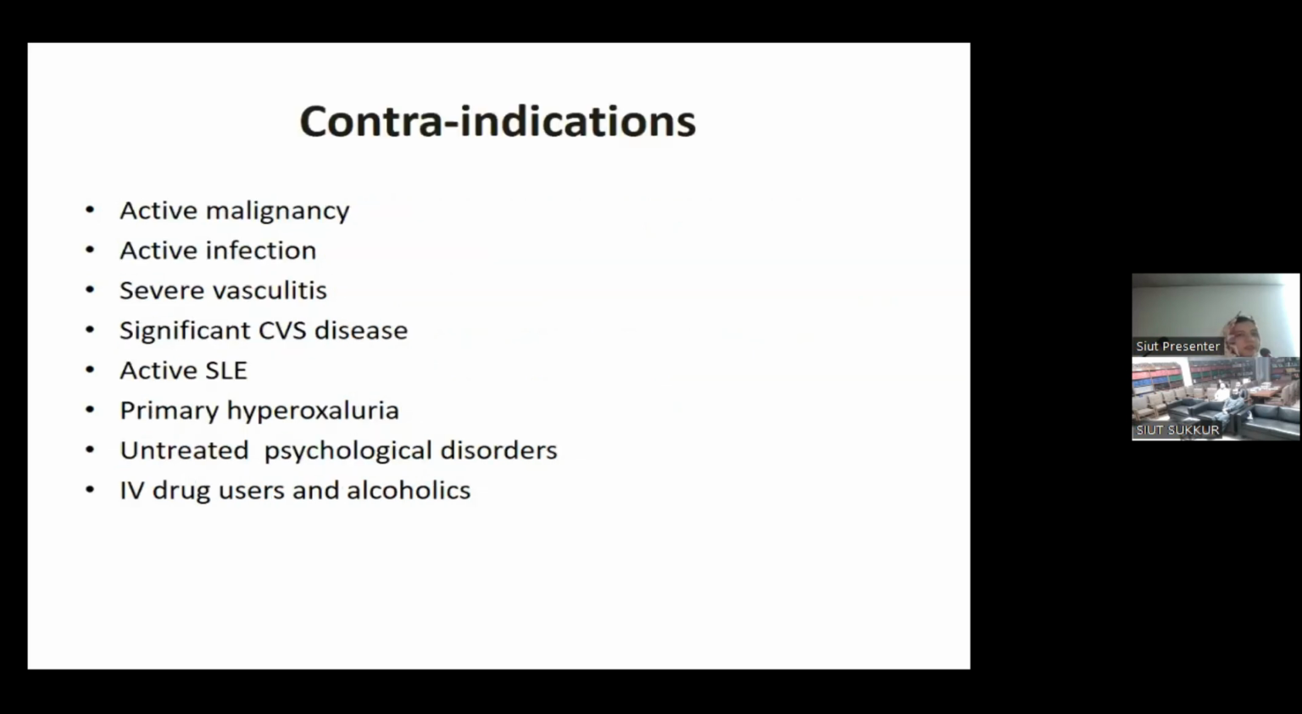But in some cases, there are also contraindications. In these cases, we should avoid transplantation. These contraindications are active malignancy, active infection, severe vasculitis, significant CVS disease, active SLE, primary hyperoxaluria, in which case we can combine the renal transplantation with liver transplantation, untreated psychological disorders, and avid drug users and alcoholics.